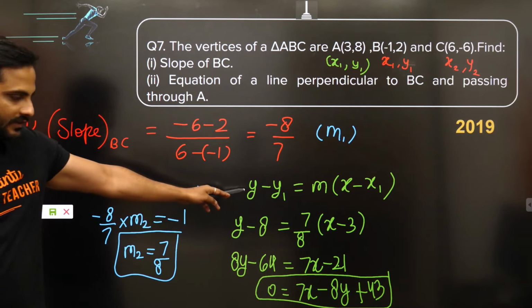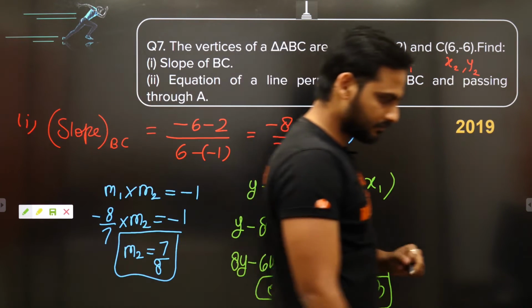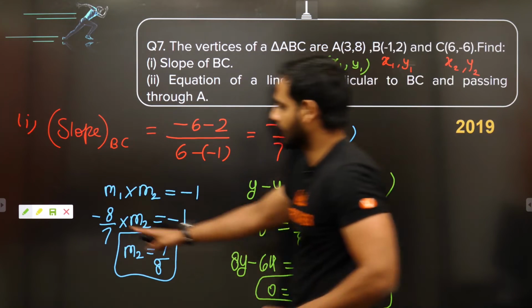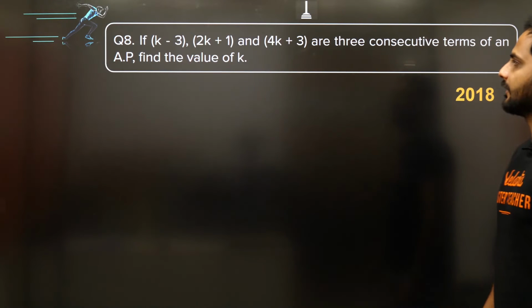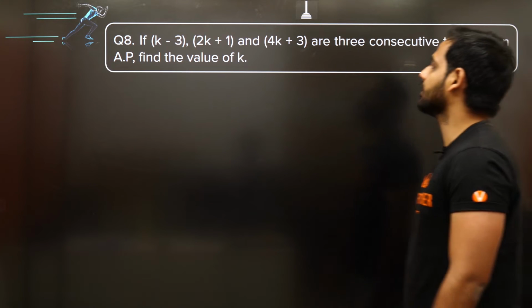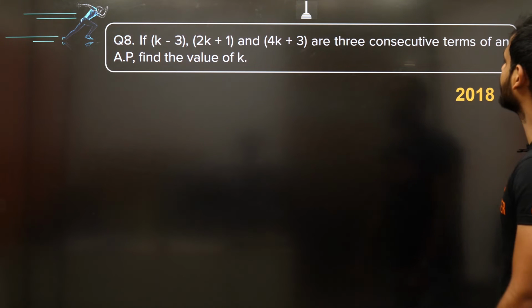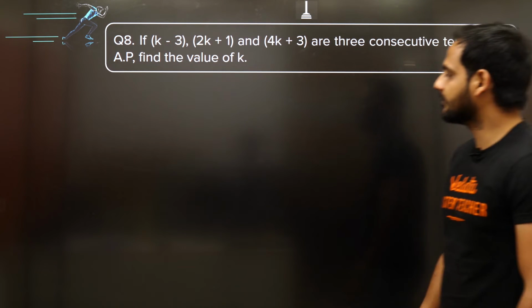So what I have used here is the point slope form. Let's move to the next question. So this is how this question will be solved. Very important question, very good question. Next question: if k minus 3, 2k plus 1 and 4k plus 3 are 3 consecutive terms of an AP, find the value of k.